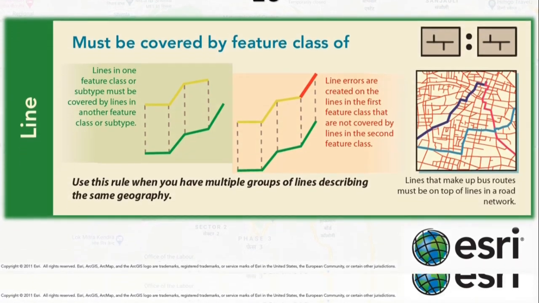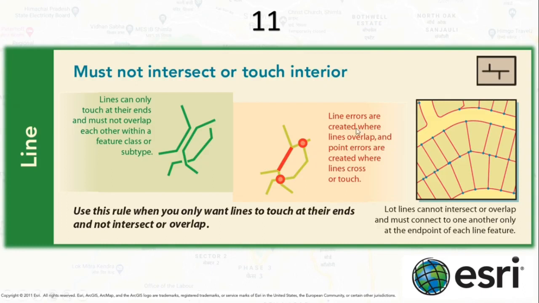Next is must not intersect or touch interior. This requires that a line in one feature class or subtype must only touch other lines of the same feature class or subtype at endpoints. Any line segment in which features overlap or any intersection not at an endpoint is an error. This rule is useful where lines must only be connected at endpoints, such as in the case of lot lines, which must split only connected to the endpoints of back lot lines and cannot overlap each other.